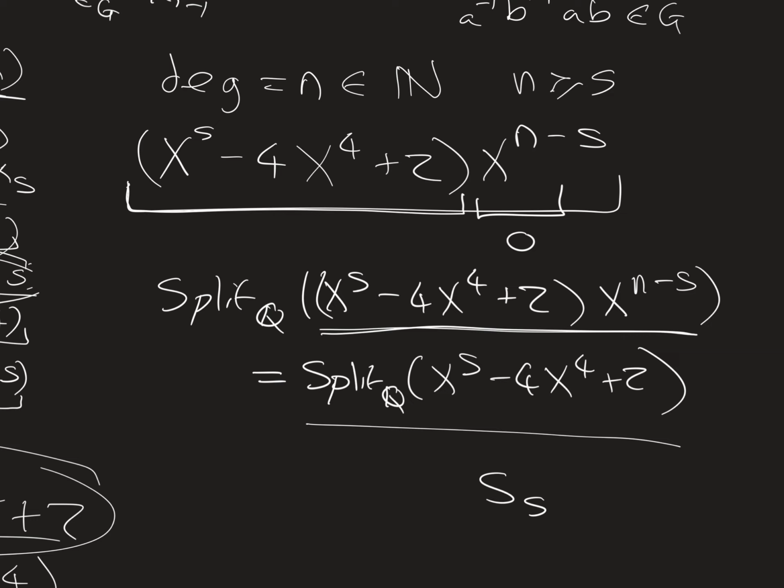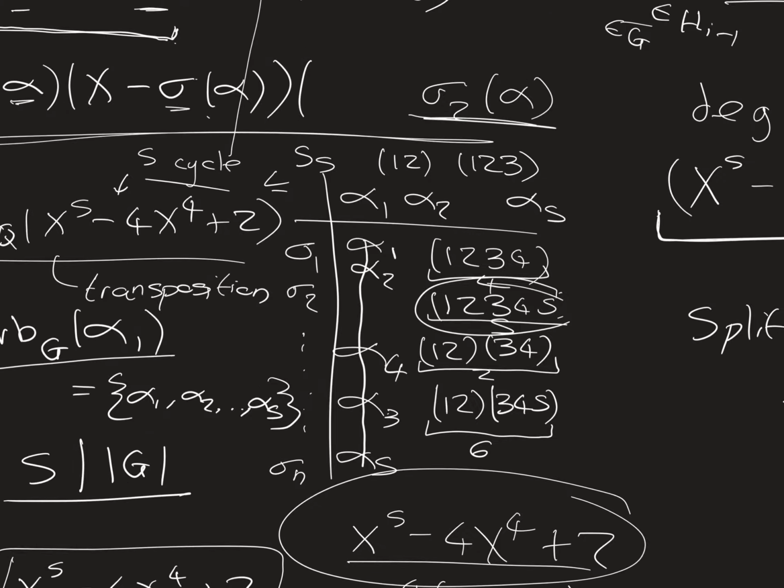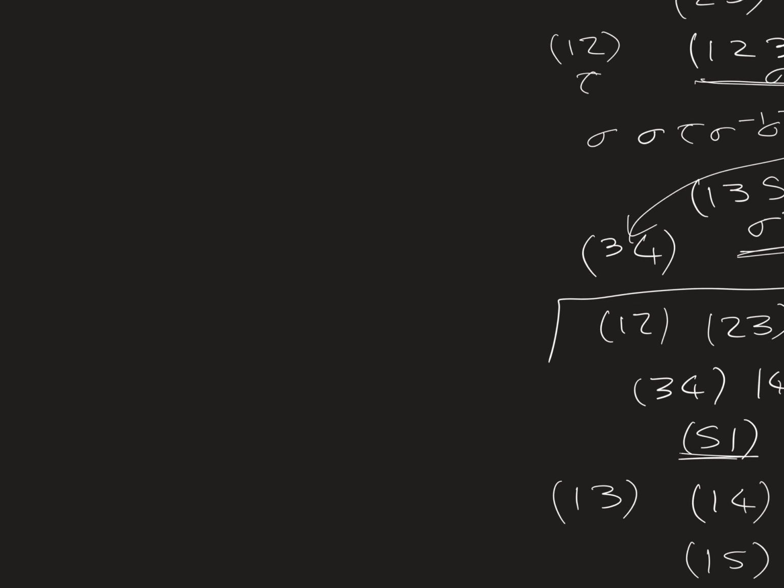So I had finished the video and was preparing to upload it, but then I felt a little bit guilty about not giving you the proper explanation as to why, when you have a transposition and a 5 cycle, that generates the entirety of S5. So I've come back and I'm going to properly prove this.